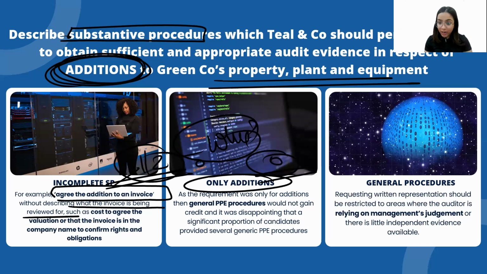If you are writing general procedure such as requesting written representation, 0. Guys, written representations are for the management judgments. Please do not run for written representation every time you are not able to think of any other audit procedures.